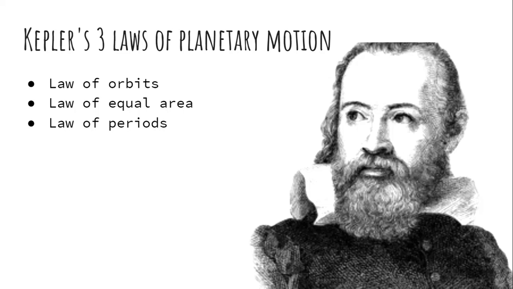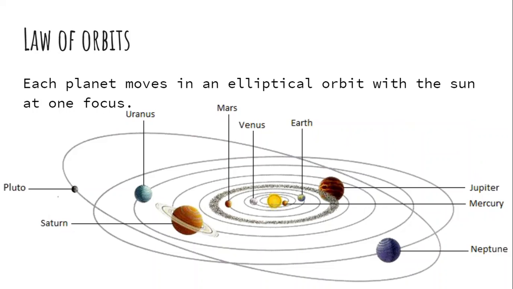Okay, now who is Kepler? This person you see in the picture, that's Kepler, and he made 3 laws on planetary motion long ago because he did not have anything better to do. And these 3 laws are called Kepler's first, second, third laws, or law of orbits, law of equal area, and law of periods.